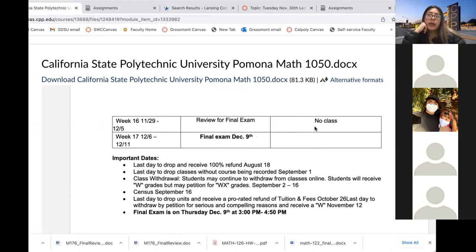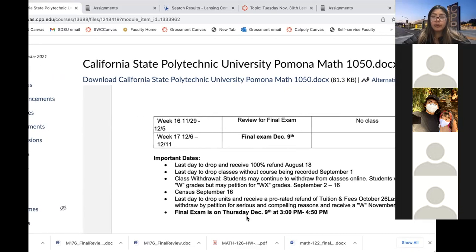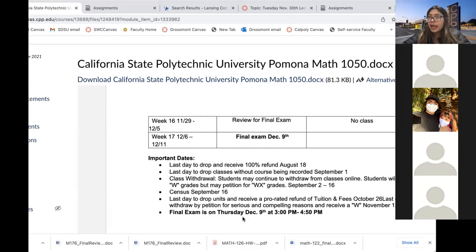So what I'm going to do here, I'm going to be posting a recording with the remaining of the review, because there's no content, there's no new things that I'm going to be teaching you. So basically on December 9th, that's when you will have your final, which is from 3 to 4:50. It's not going to be the same time as our usual time. You're going to meet me at 3 p.m., 3 to 4:50 in the Zoom room. You guys will take your final.